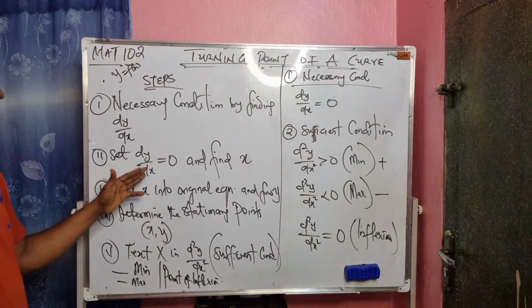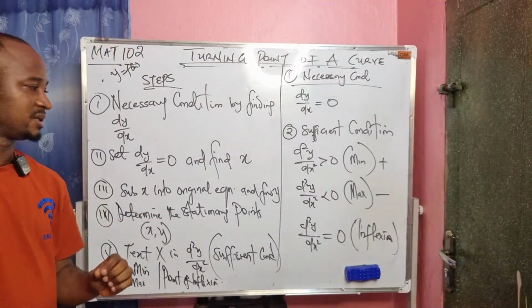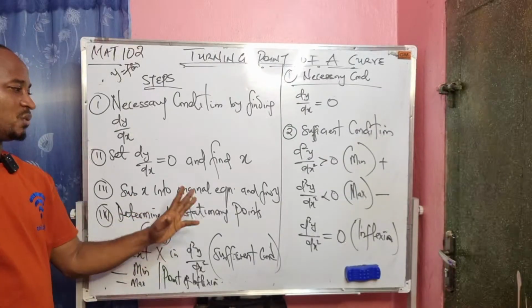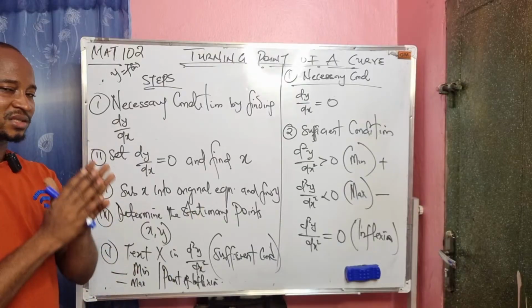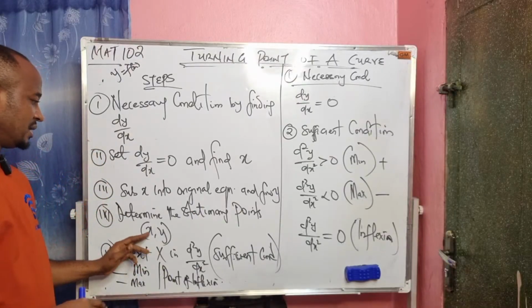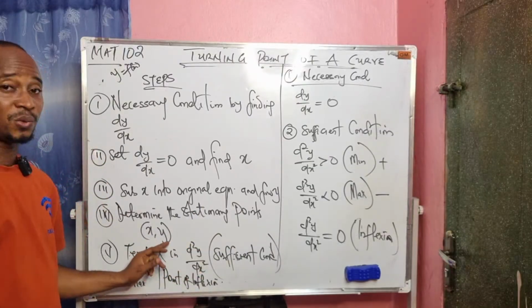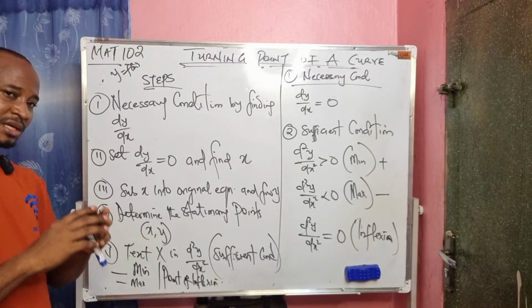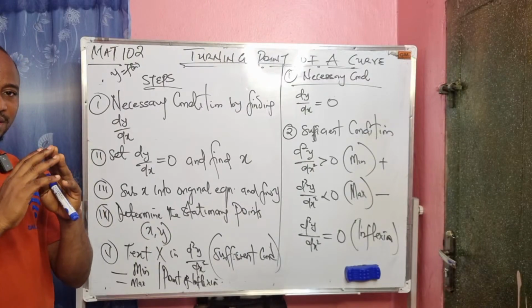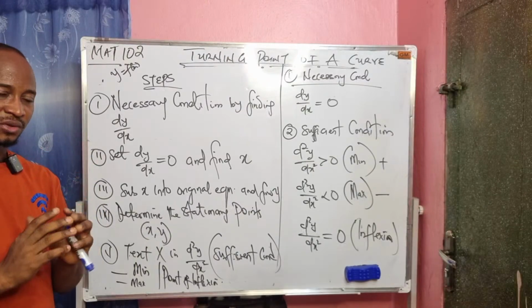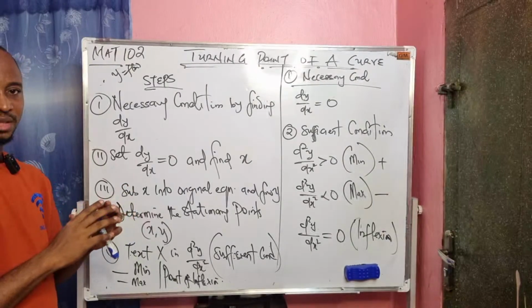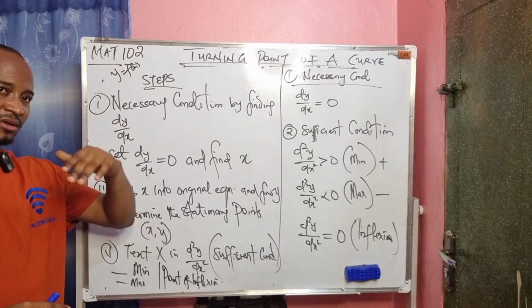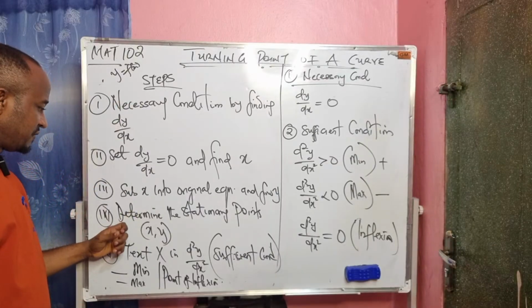Then we set dy over dx equal to 0 to find x. All right, so we have to substitute x into the original equation to find y. The essence of doing that is to determine the stationary points in the form of x and y. This will tell us at what point in the Cartesian graph the maximum point or minimum point is located, whether it is located upward or downward.